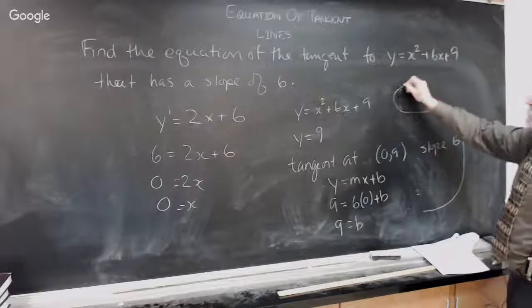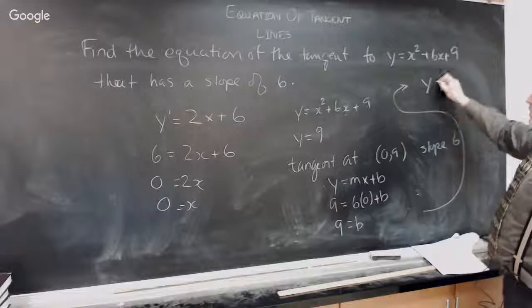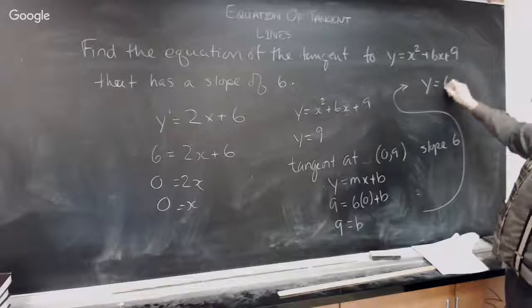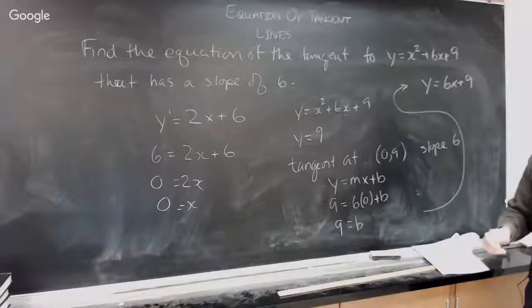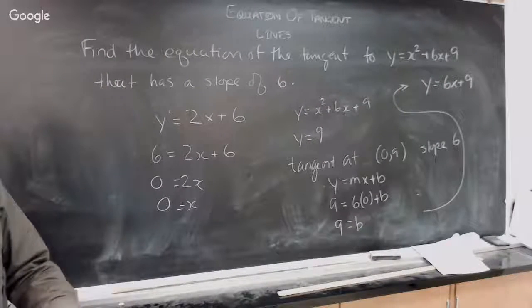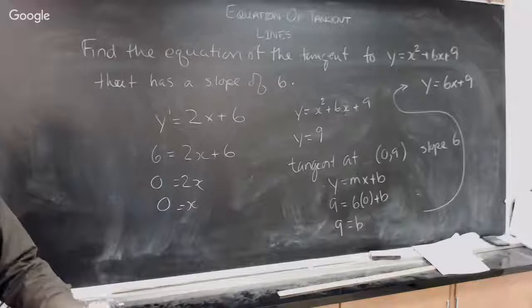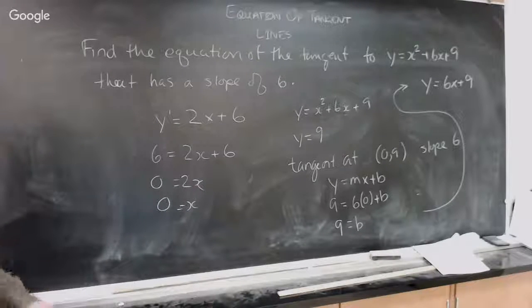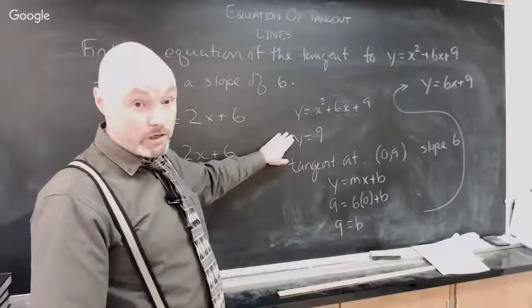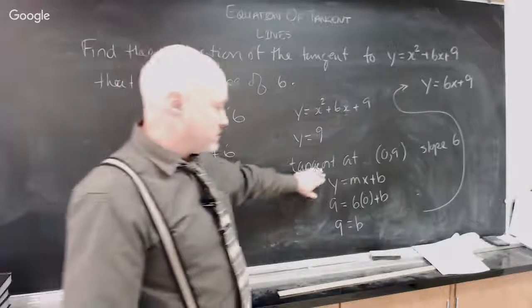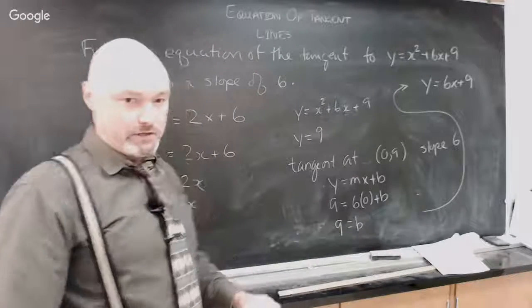So the equation of that tangent is y equals 6x plus 9. So we went from having a slope, to using that slope to find the x-coordinate where that slope occurs. Once we had the x-coordinate, we brought it back, found the y-coordinate from the original equation, and we used those 3 pieces of information to solve for b in the linear equation.